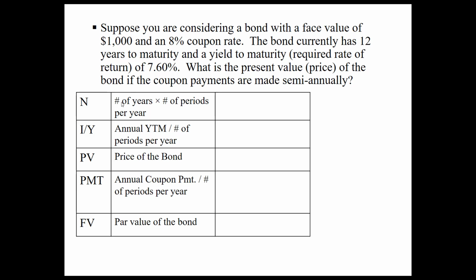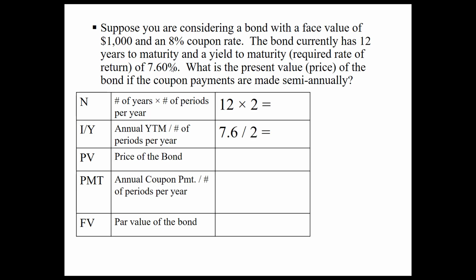In this case, the bond currently has 12 years to maturity. We know that those coupon payments are made semi-annually. And so our N is going to be 12 times 2. Our IY, our interest rate or our yield, that's the annual yield to maturity of 7.6% divided by the number of time periods per year. So that's going to be 7.6 divided by 2.